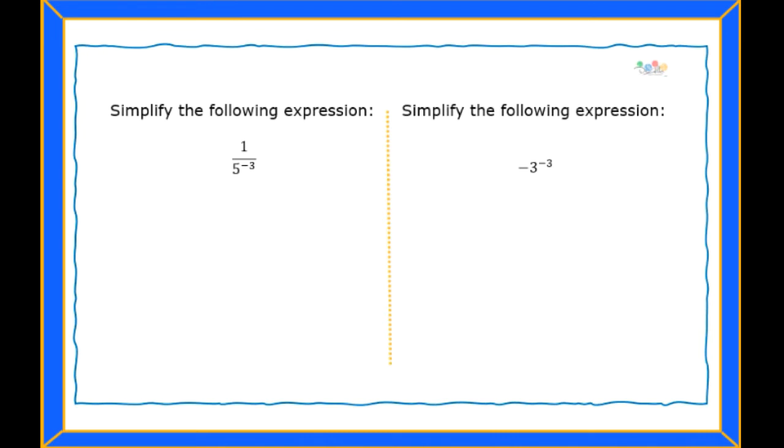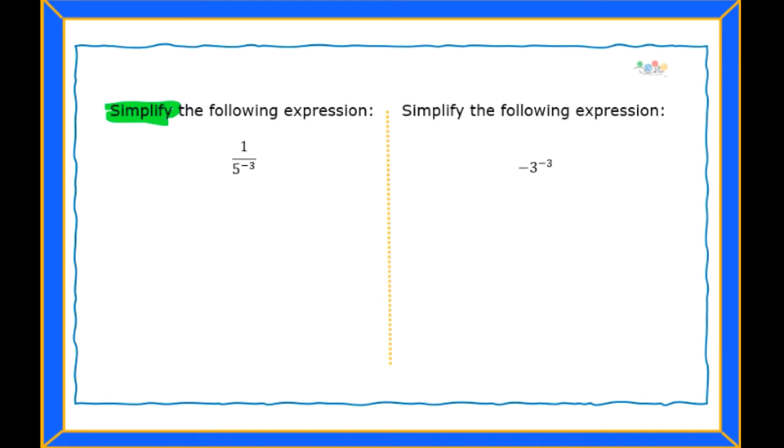Let's read the next problem. It says, simplify the following expression. So I need to simplify the expression that is given to me, which is 1 over 5 to the negative 3rd power. Now I'm still working with a negative exponent.